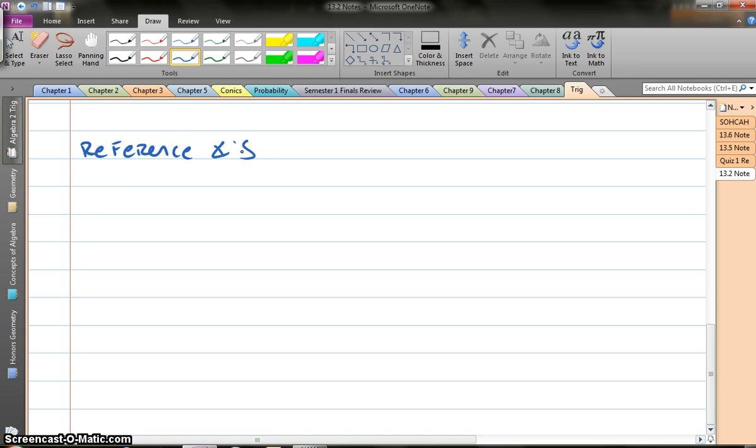Reference angles. Now, reference angles are always in relationship to the x-axis. In relationship to the x-axis. And I'm going to highlight that. Make sure you remember it. Now, pretty much ask yourself this question. How far am I from the x-axis?